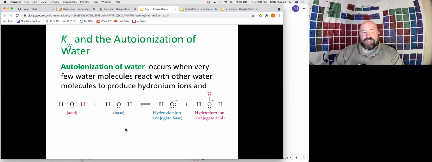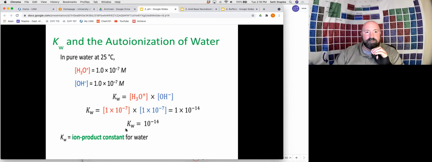We have something called the auto-ionization of water. What this really boils down to is that water, if we view it as HOH, can split up into H plus and OH minus. And we're not going to get too much into the details of that, but this is going to lead us to a couple of different types of calculations.